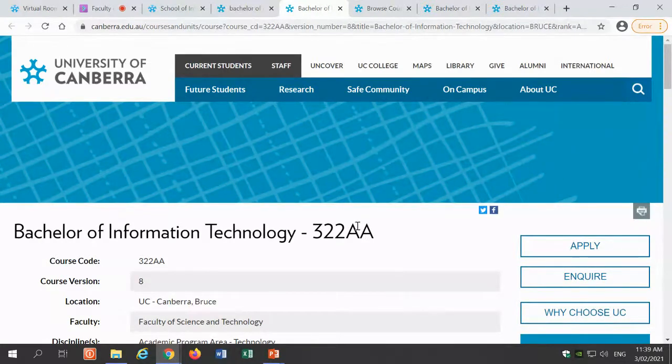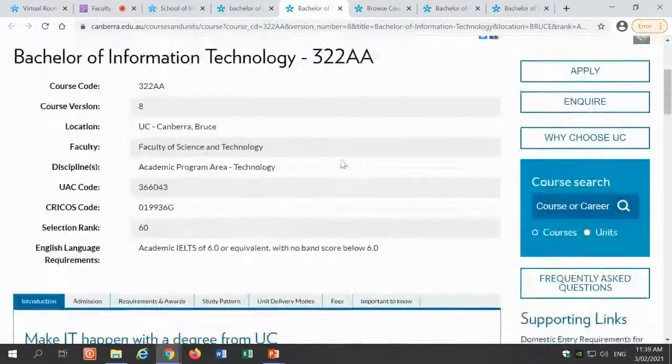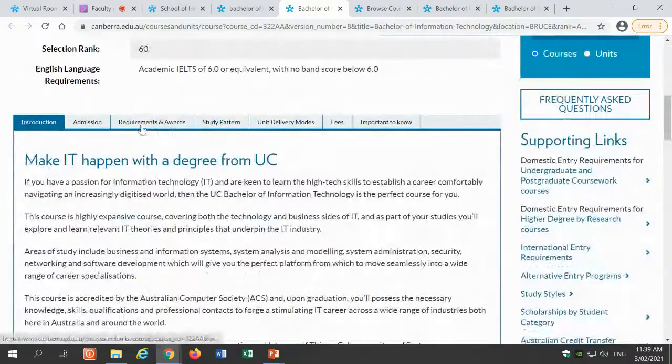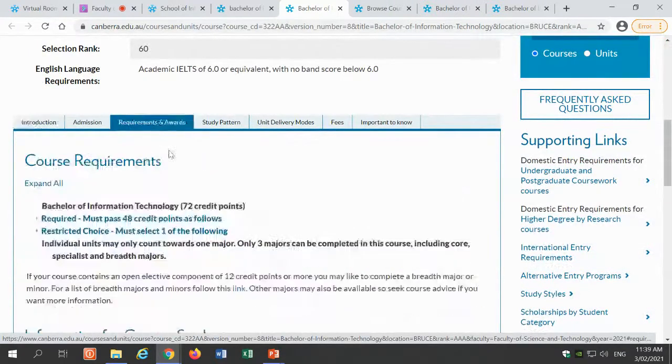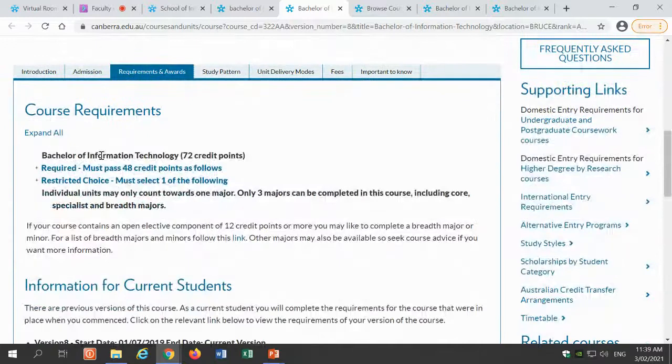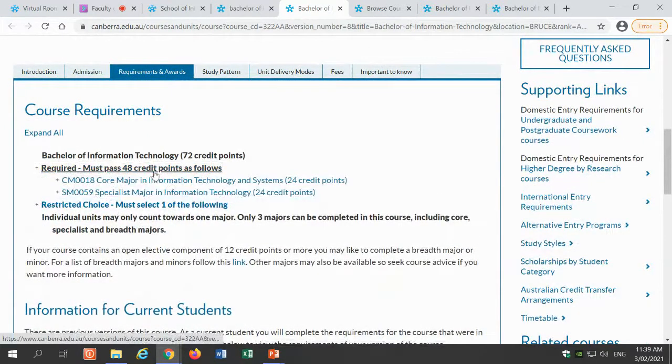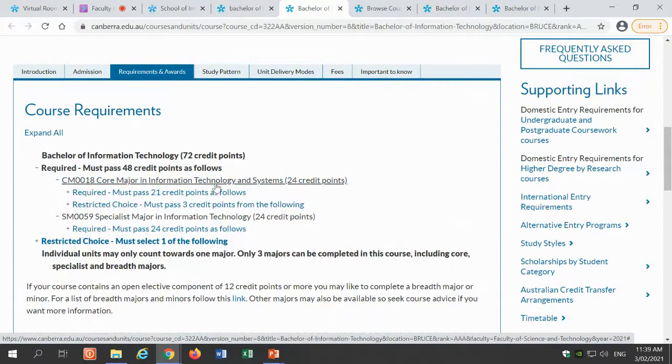And okay, some of this is really dry and technical, course versions, etc. But the one that I want to draw your attention to is the requirements and awards tab, because this shows you what you need to do to finish your course. All right. So under the Bachelor of Information Technology, you must pass 48 credit points. Remembering a standard unit at UC is 3 credit points, consisting of these 2 majors, a core major in Information Technology and Systems and a specialist major in Information Technology. This same structure applies to the Bachelor of Business Informatics and the Bachelor of Software Engineering as well. Slightly different for engineering students, I'll get to that in a moment.